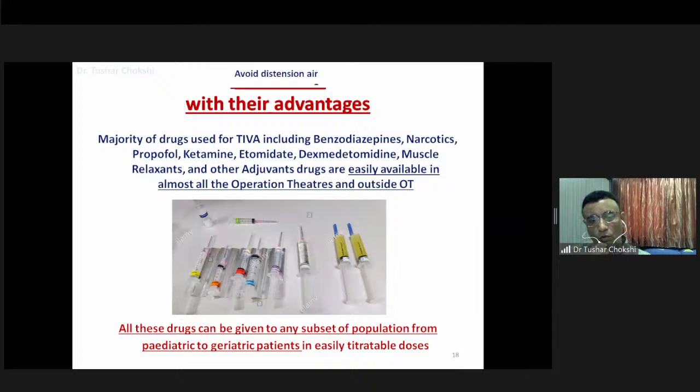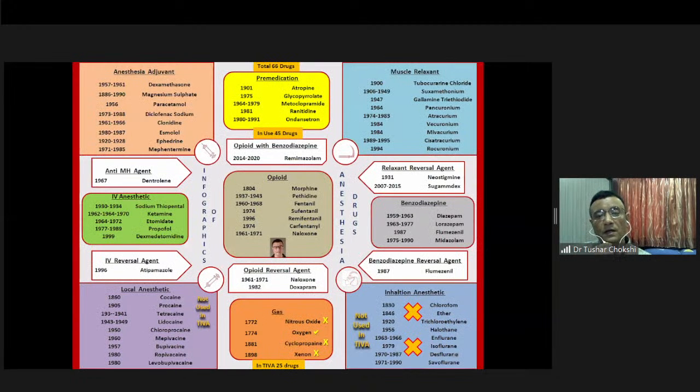If you go back in the history of inhalation agents, after sevoflurane there has been no invention of any new inhalation agent, but TIVA drugs are a continuous process. They are inventing drugs one by one, every 2 years. So these are the TIVA drugs. These are the anesthesia drugs invented in the last 175 years. Almost 60 to 66 drugs have been invented.